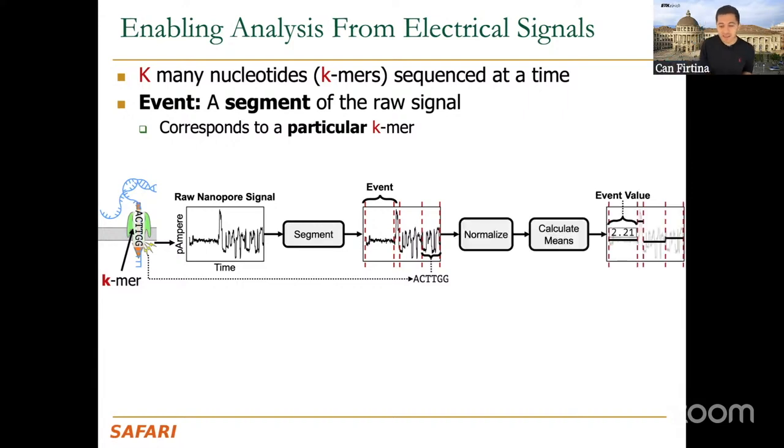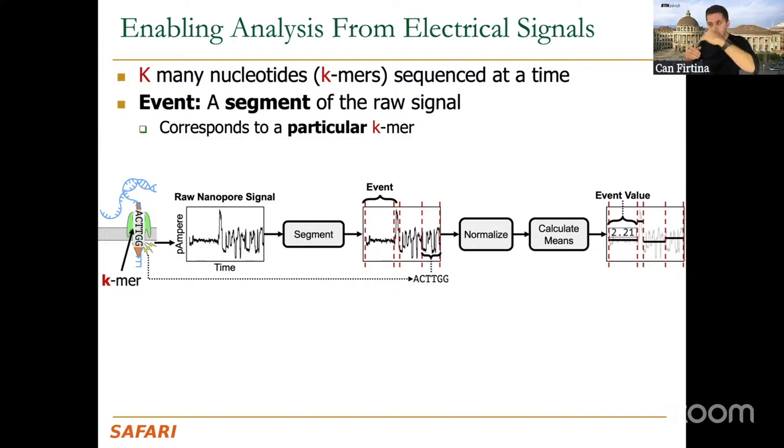So in a sense, you can segment these events. You can use some computational tools that identify these abrupt changes in the signals. And then you do some more computation steps. For example, you normalize, because you may be generating slightly different signals across different pores or at different times within the same pore, so that the amplitude of the signals is offset.